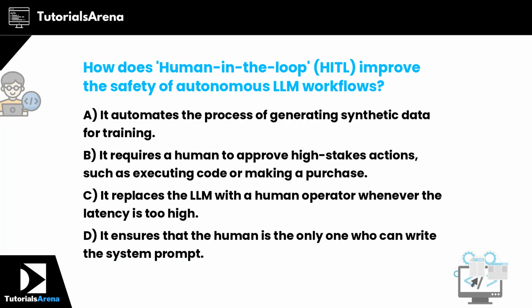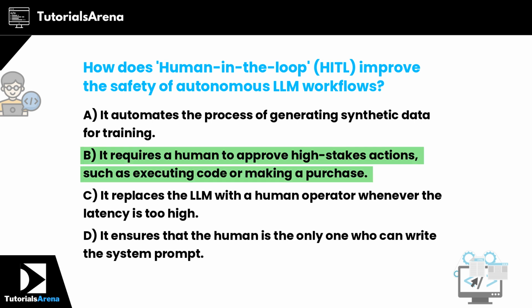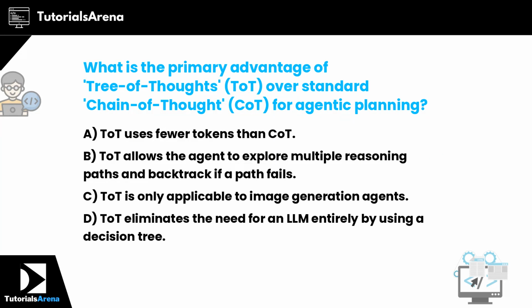How does human-in-the-loop (HITL) improve the safety of autonomous LLM workflows? The correct answer is option B. It requires a human to approve high-stakes actions, such as executing code or making a purchase. What is the primary advantage of tree of thoughts (ToT) over standard chain of thought (CoT) for agentic planning? The correct answer is option B. ToT allows the agent to explore multiple reasoning paths and backtrack if a path fails.